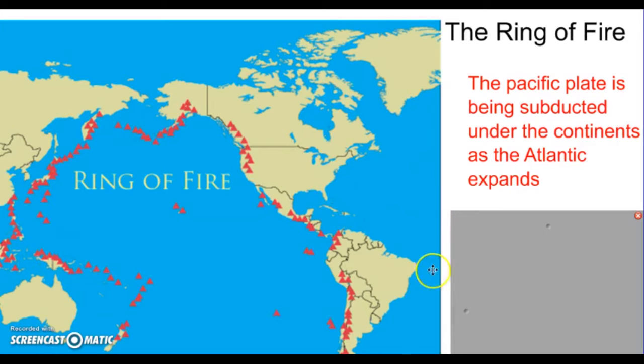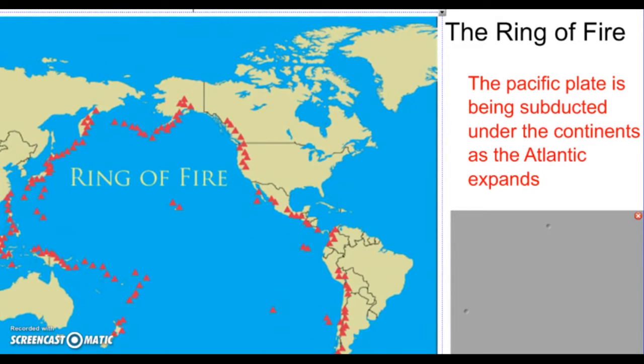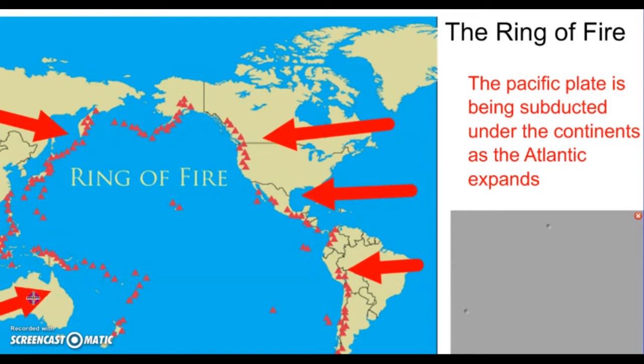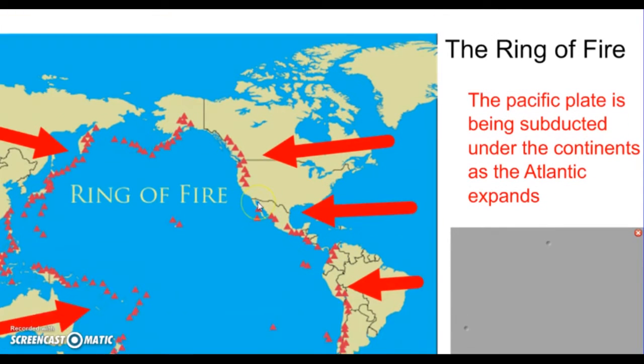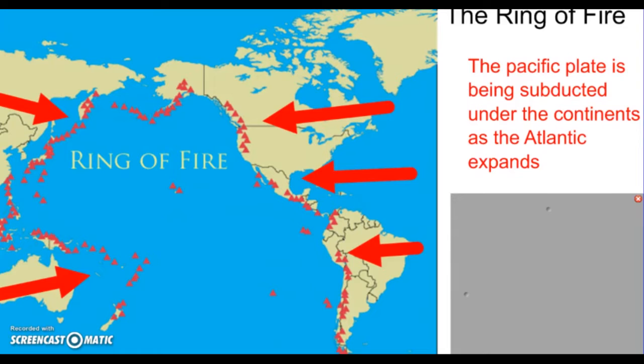As that Atlantic gets bigger, the Earth is a sphere. So if you make one part of that sphere bigger, a different part's got to get smaller. In other words, the Atlantic Ocean is pushing this plate over here. The plates are going in this direction here. Okay, the Atlantic is getting larger. It's also pushing these plates this way. And what ends up happening is that this Pacific plate is getting pushed under from both sides. And as it gets pushed under, that subduction powers all of these volcanoes that we see.